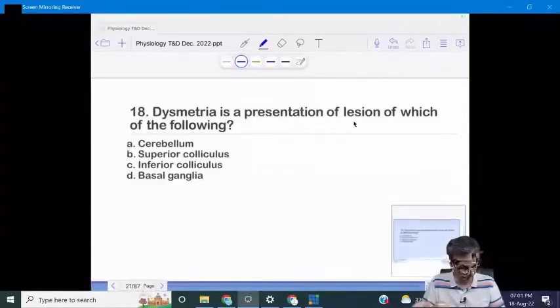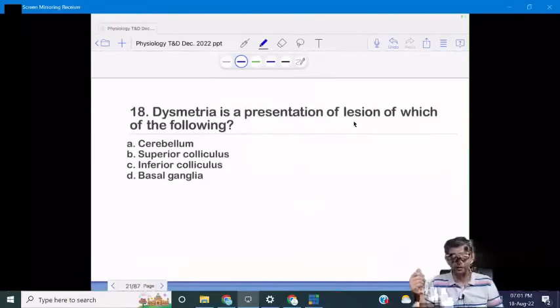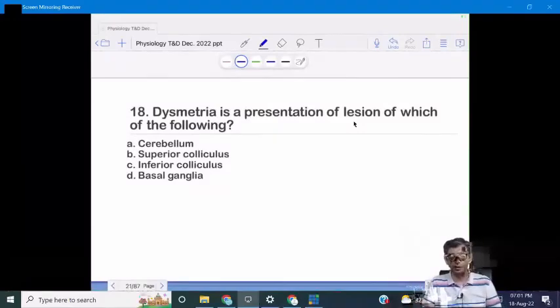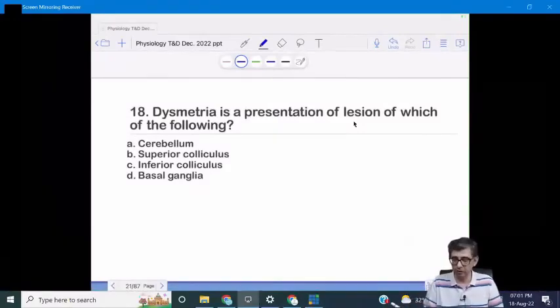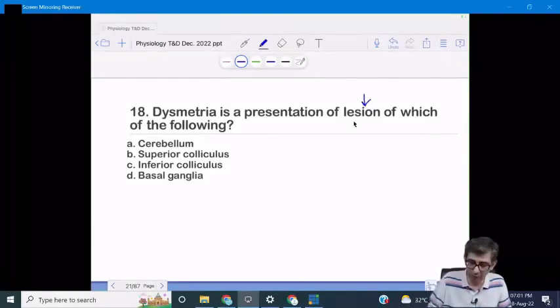Go to 18. Dysmetria is a presentation of a lesion of which of the following areas? What does dysmetria mean? So dysmetria basically means inability to judge distance between two points.